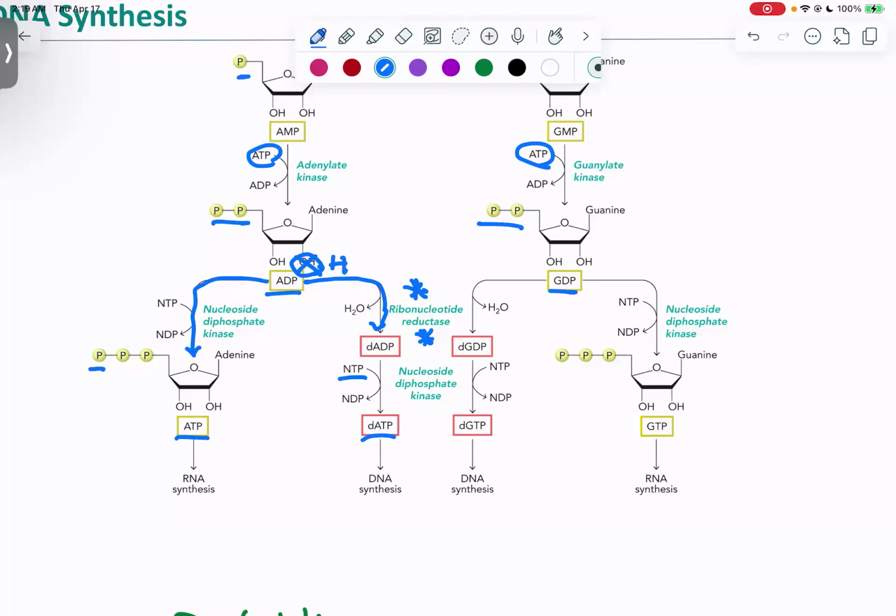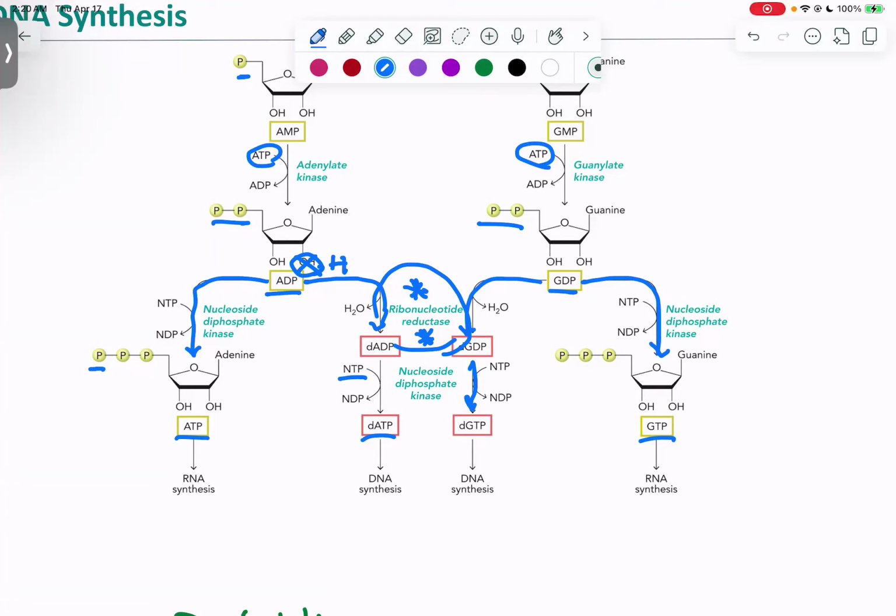A similar thing happens for GDP. Either I make RNA just by adding another phosphate, and I have GTP ready to go for RNA, or I have to make DNA. So I go through ribonucleotide reductase, get rid of my hydroxyl, and then phosphorylate it for the second time. You just have to remember this enzyme, which we're going to keep coming back to, that is so important when we convert this nucleotide from being used for RNA to being used for DNA.